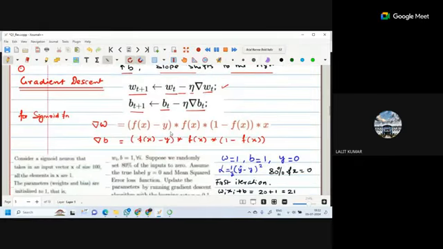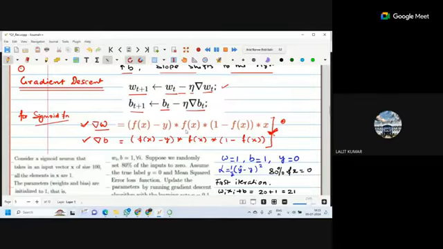Now when we come to the sigmoid function, please remember these two formulas which have been derived by the instructor during the course. Delta W is equal to (f(x) minus y) into f(x) into (1 minus f(x)) into x. For delta B, it remains the same, just without the x. These two formulas will come in handy throughout the course when we will be doing the RNN. Wherever we are using the sigmoid function, we will be using these. So it is important to remember these two formulas.